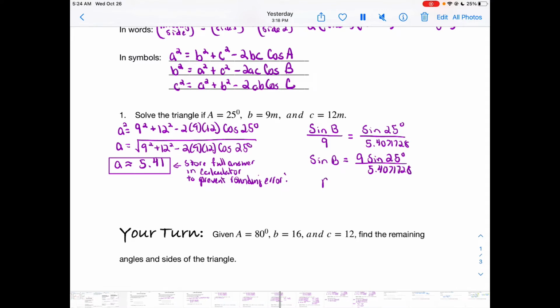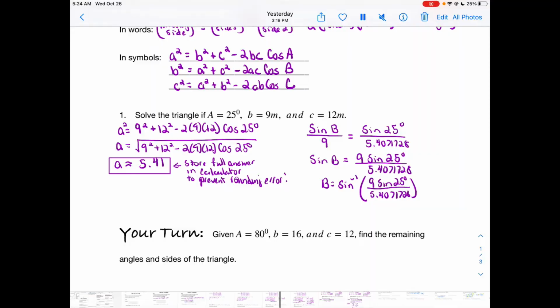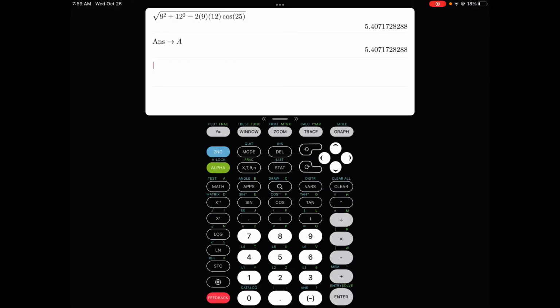Then to find the angle measurement, you're going to take the inverse sine of this entire fraction. That's what I'm going to type into my calculator, again making sure I'm in degree mode. Okay, now we're looking at finding angle B.